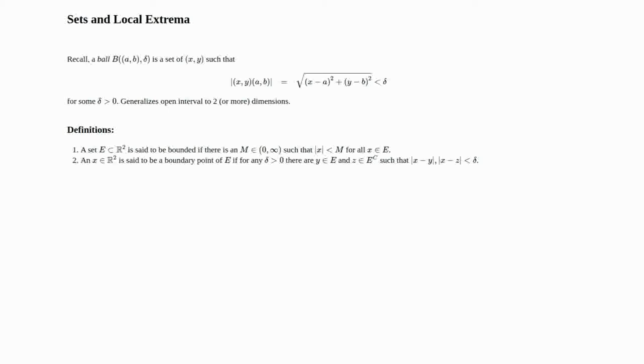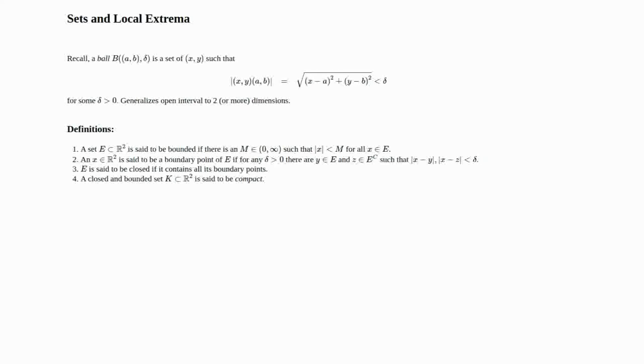So in other words, the distance from x to E and from x to E complement is less than delta, and delta is arbitrary. And so what that basically means is you have to be touching both sets. At the boundary, you have to be touching both E and E complement. E is said to be closed if it contains its boundary points, and a closed and bounded set K in R2 is said to be compact.